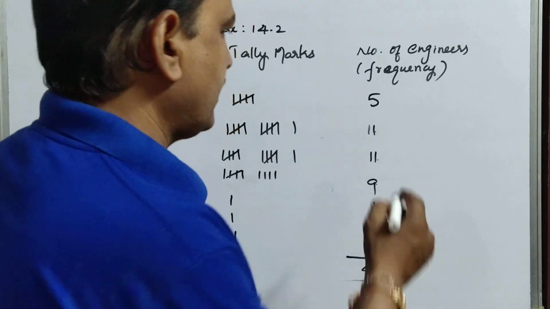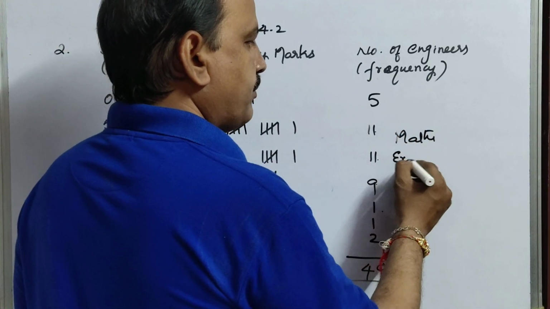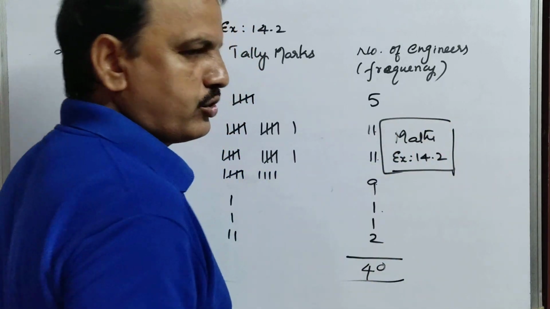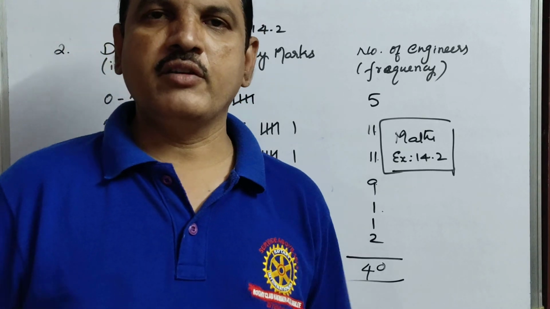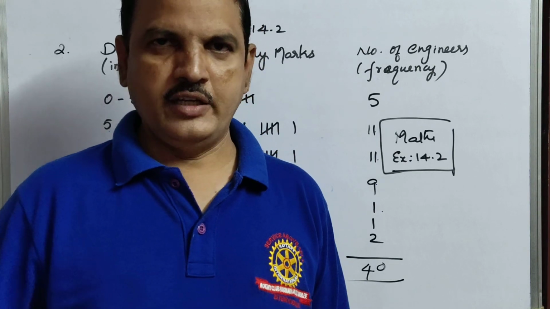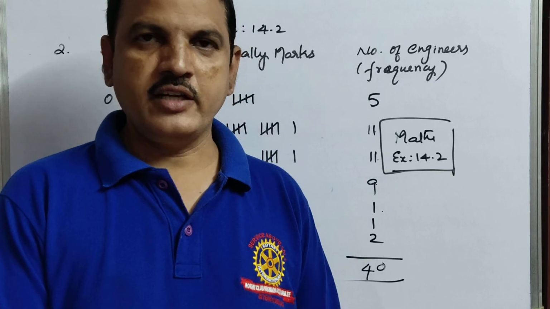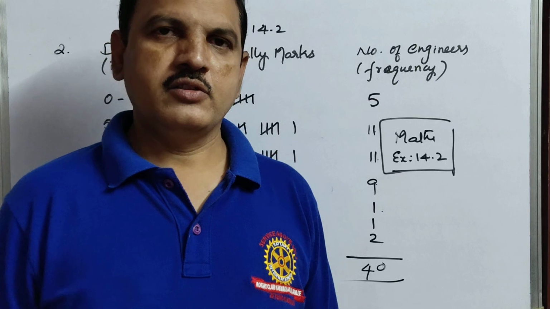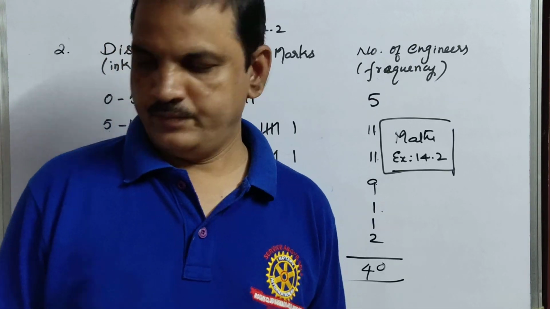So maths homework: exercise 14.2. You can complete it by next week and show me. Tomorrow I will start the graphs, like bar graphs. Only bar graphs is there. If there is histogram or anything like that, I'll see the syllabus. Bar graph only is there, I'm thinking. According to that, we'll finish the chapter. Okay, children? Have a nice day.